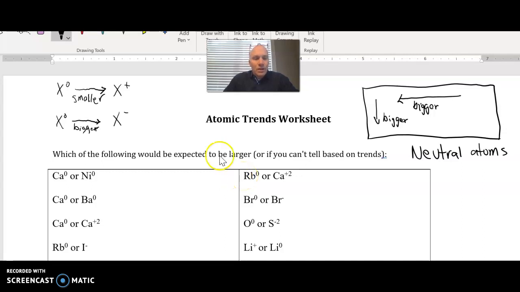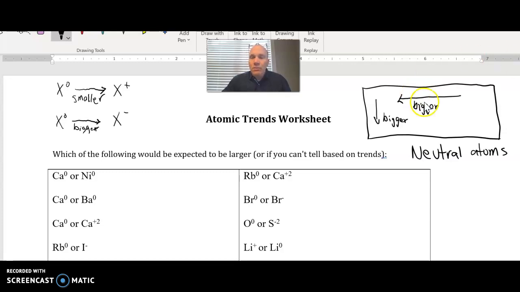Hey, so in this video, I'd like to go over the answers to the atomic trends worksheet. This worksheet is broken up into a couple different sections where you're trying to predict different trends. The first trend that we're going to talk about is size. Another way to say that is which atom has a larger or smaller radius.